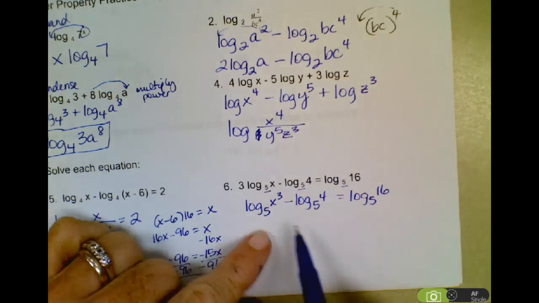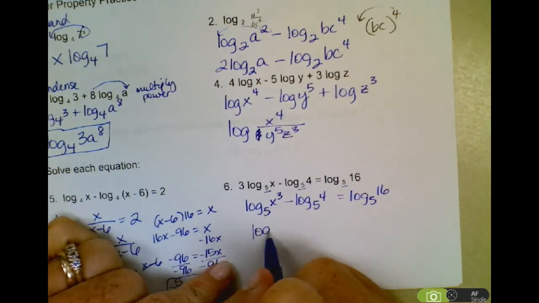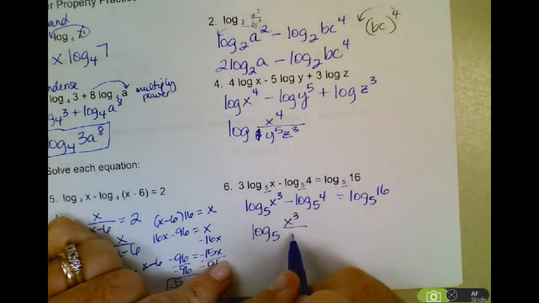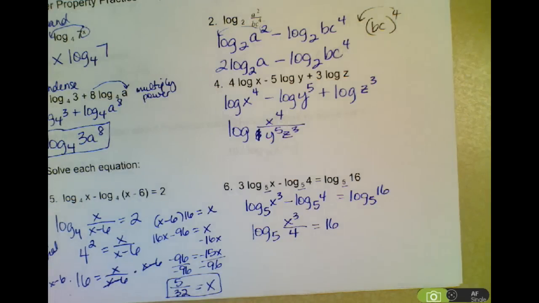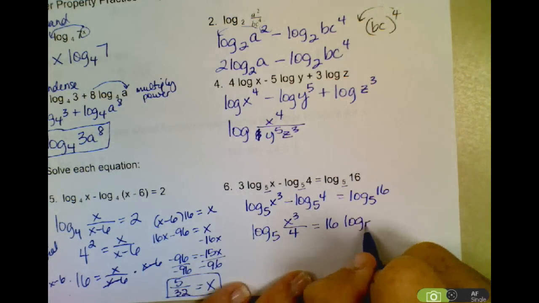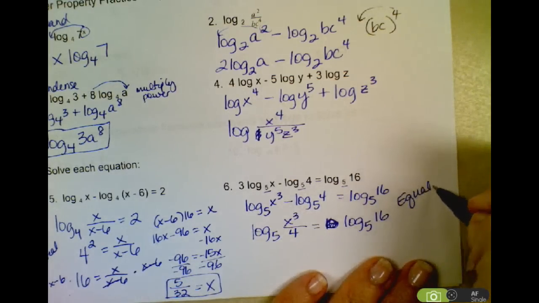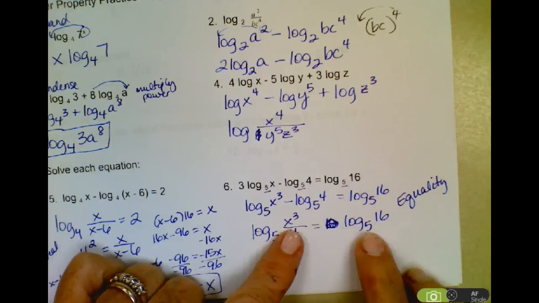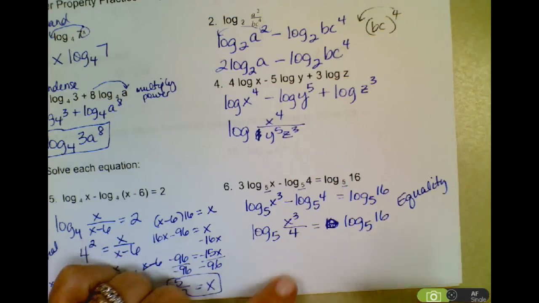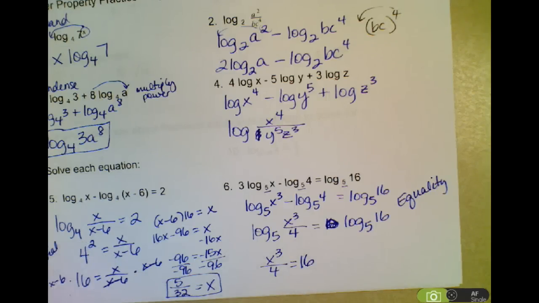Okay. So now, because that's subtraction, I know I'm going to use the quotient property. So I would have log 5 x cubed over 4 equals, oh, sorry, excuse me, equals log, that makes a big difference, 5/16. Now I've got that equality property going on. I have the same base, those are fine. If the logs are equal, then I know that these two amounts have to be equal. So x to the 3rd divided by 4 has to equal 16. So I've gotten rid of the logs altogether. Now I can just solve for x.